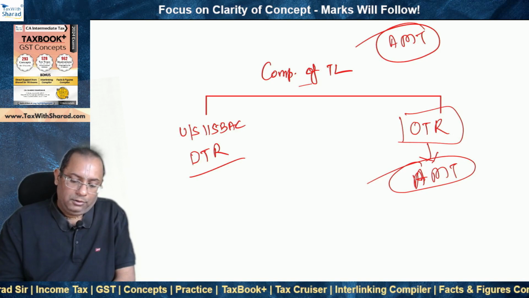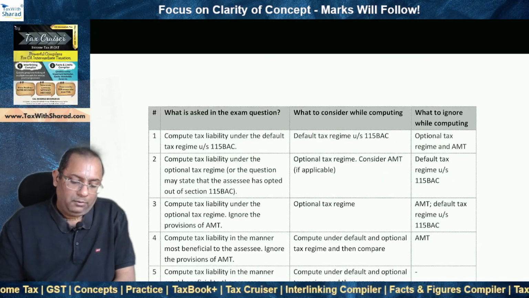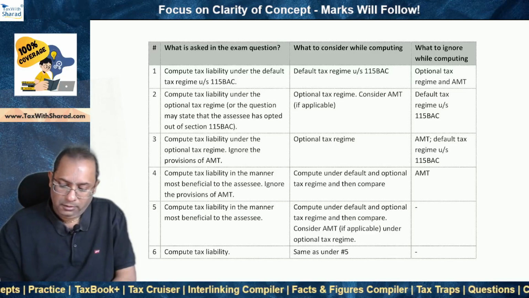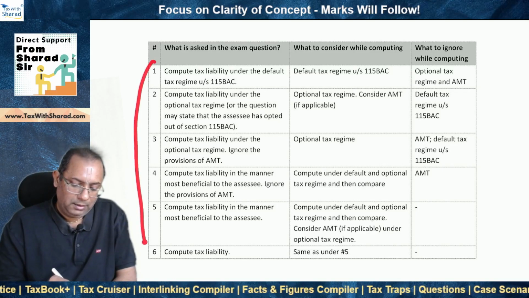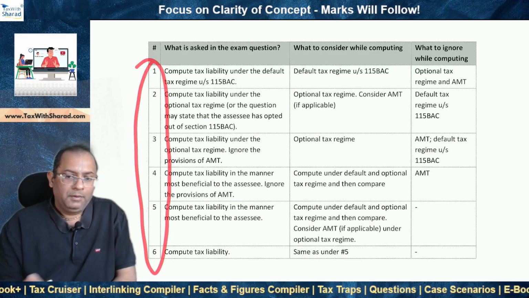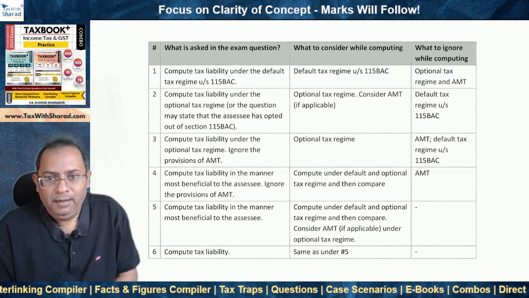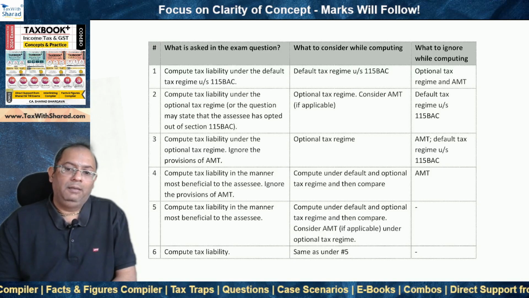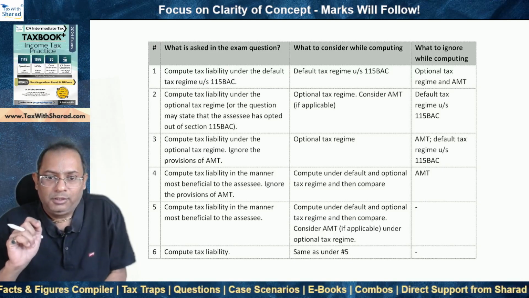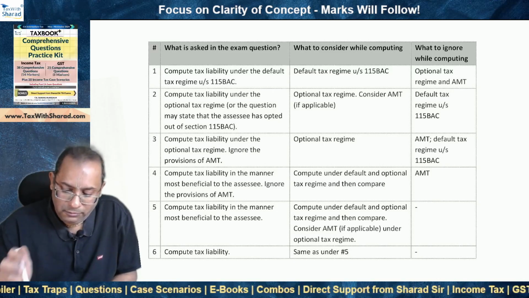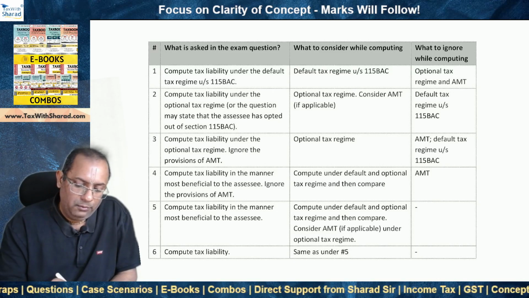Okay, so this was a quick recap, and now we move to the note that you are seeing on your screen. There are basically 6 categories which demonstrate the different kinds of language which you will find in the question in the exam paper, and depending on the exact wording of the question, you will need to make the computation of tax liability and solve the question. So let's move one by one.